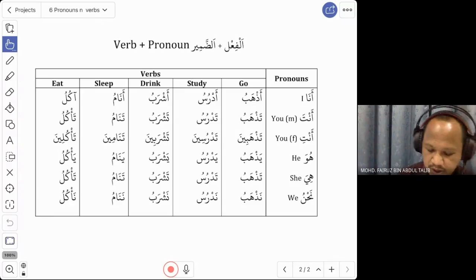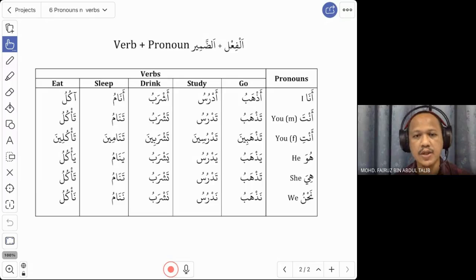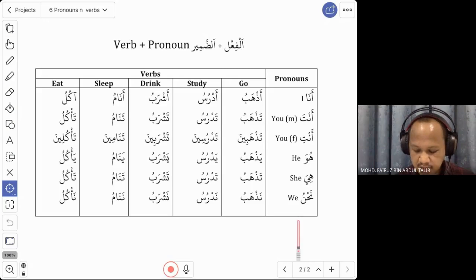Okay, next we go to the verb, together with all these pronouns. We have also learned some of this in the previous lesson. I believe we have learned until how to say I study, you study, and so on. But today, this is the one that I added.